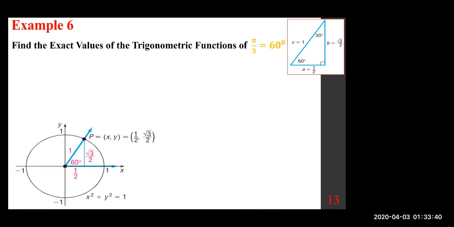Take a look at this one. So if you happen to have a 60 degree or pi over 3 angle, and the circle is a unit circle, right class? The unit circle. So that simply means what? It means the x coordinate is 1/2 and the y coordinate is square root of 3/2.